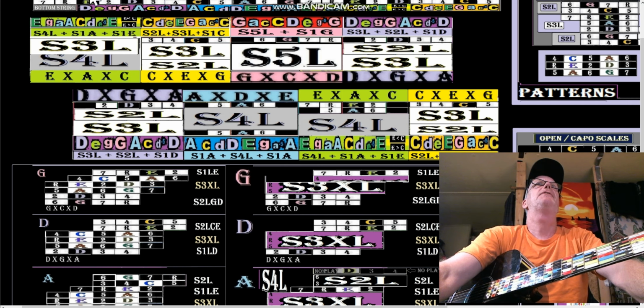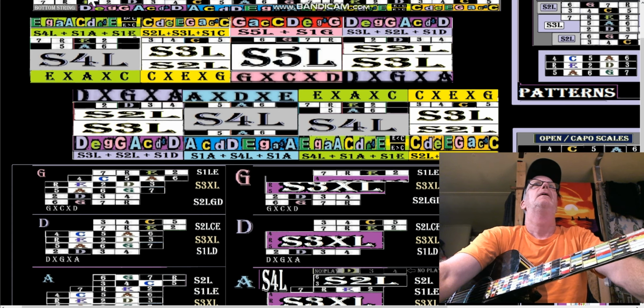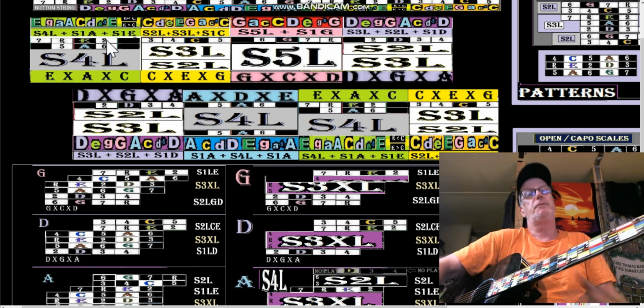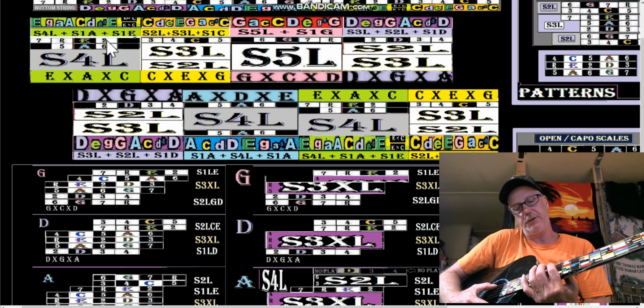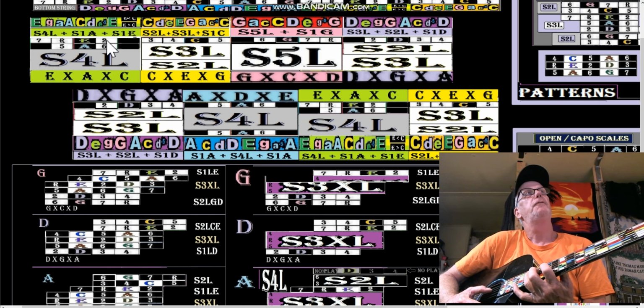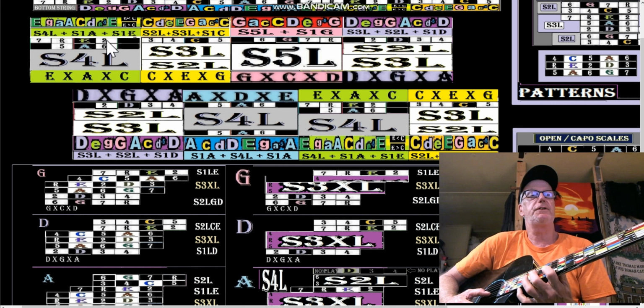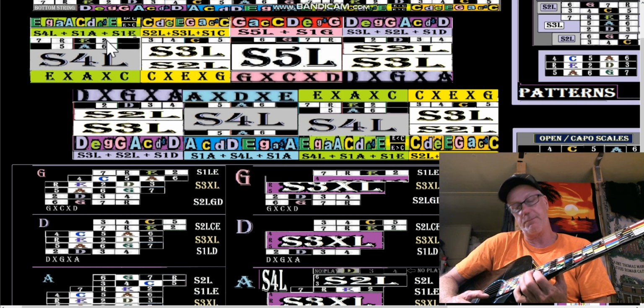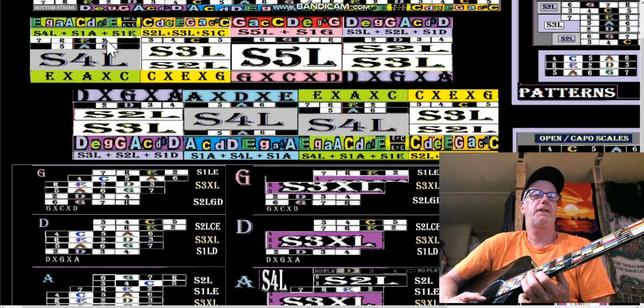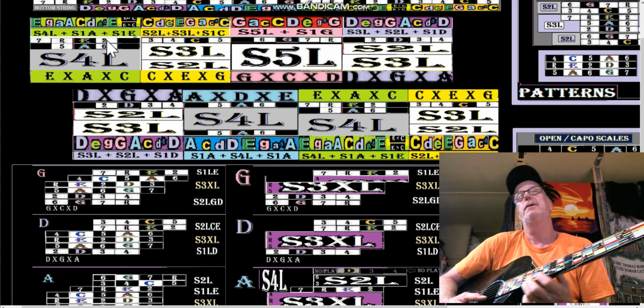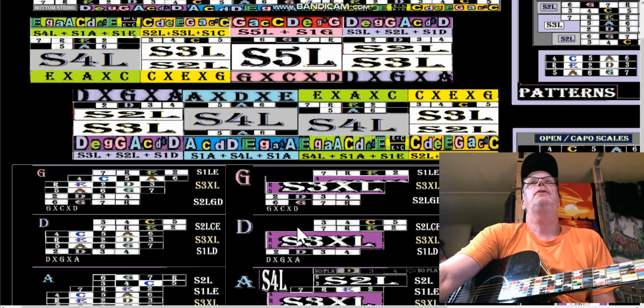So to be on the safe side, we just use the 2 string patterns. You've got to know what the top of an S4L is. You should know, because if you're starting on an E shape, the fifth of E is the C shape, the fifth of the C shape is the G shape, the fifth of the G shape is the D shape. So you're on the D shape. What's the fifth of the D shape? The A shape. And then the fifth of the A shape is going to be the E shape again. But look how easy the long pattern is.